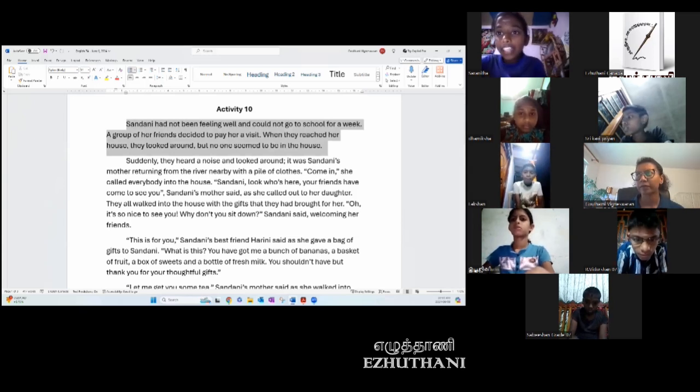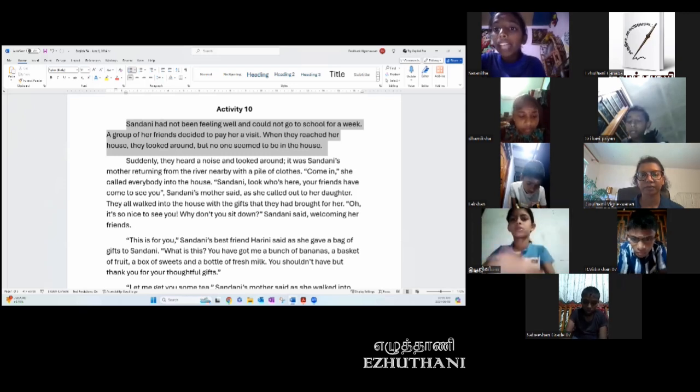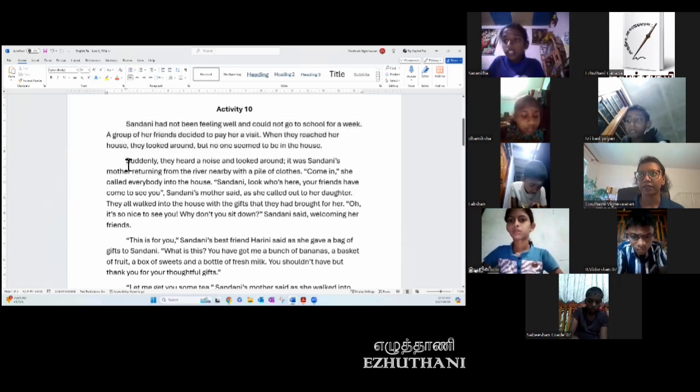Sandani had not been feeling well and could not go to school for a week. A group of her friends decided to pay her a visit. When they reached her house, they looked around, but no one seemed to be in the house.